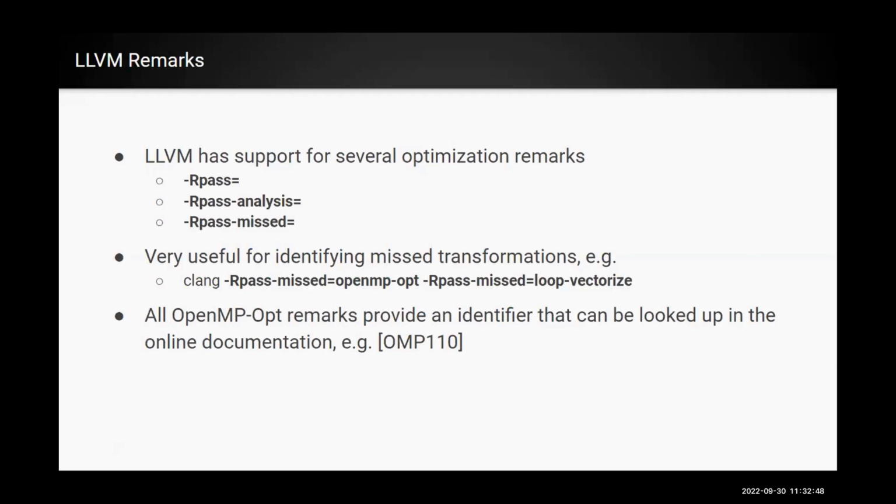The optimization remarks. We have these three remark categories in LLVM, so you can access them through clang with these three flags. After the equal sign, you put in for what passes you want the remarks. So you can basically enable it per analysis or per transformation. In this case, for OpenMP, the pass would be openmp-opt, but you can also run it for loop-vectorize, and then you get vectorizer remarks, right?